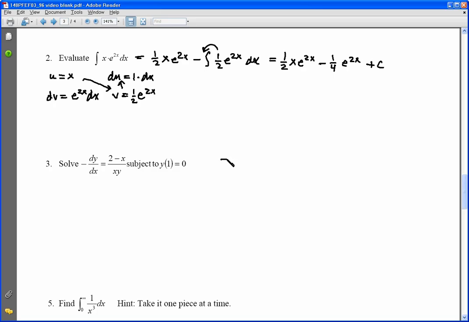So let's see here. So we've got a negative dy over dx equals 2 minus x over xy. And let's see here. I want to multiply both sides by dx, and then I want to have a positive dy here. So let's multiply both sides by negative dx. And then this will cancel, and these two negatives will make a positive. And then let's see, to get the y's over on the left, I just need to multiply both sides by y.